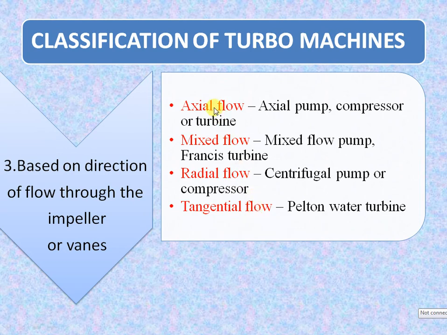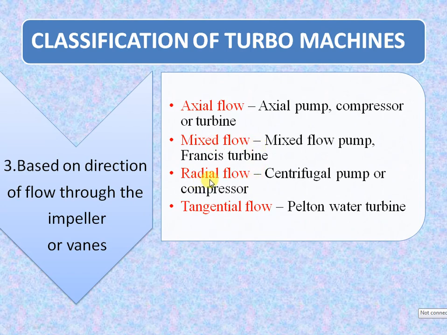If the fluid flow is along the axis of the turbine, then the turbine or pump is known as an axial flow pump, compressor or turbine. Mixed flow: a mixed flow pump and the Francis turbine are examples of mixed flow. Mixed flow means the flow direction is axial as well as radial. Then this type of device is known as a mixed flow type of device.